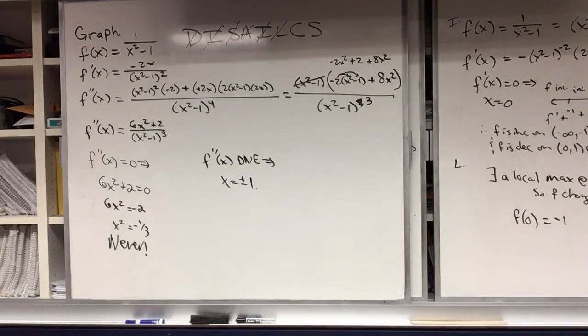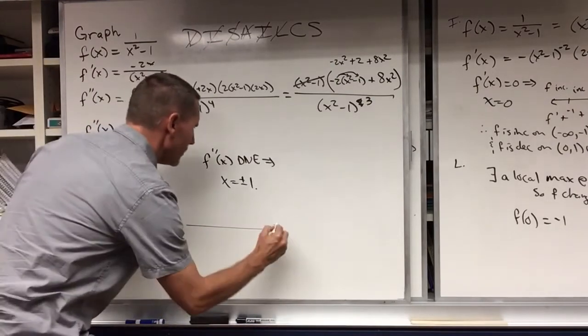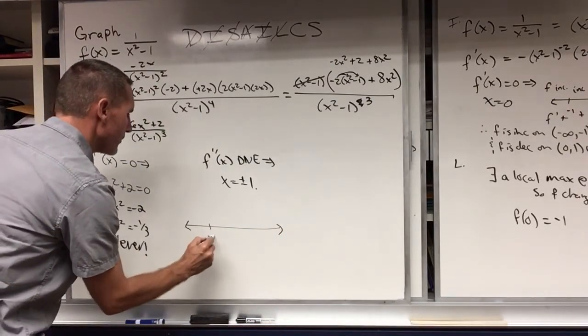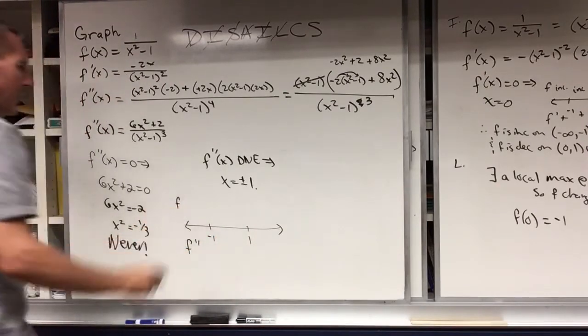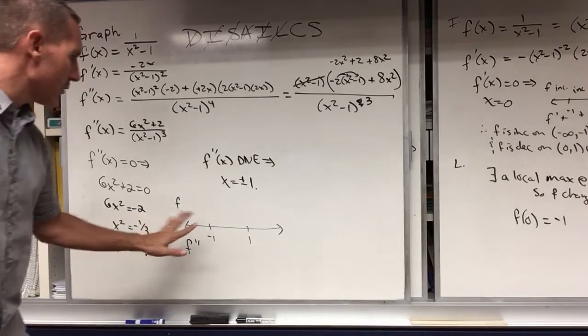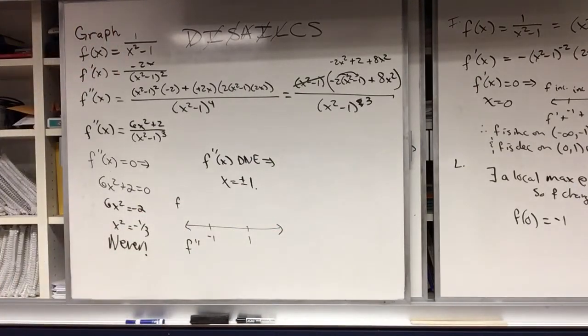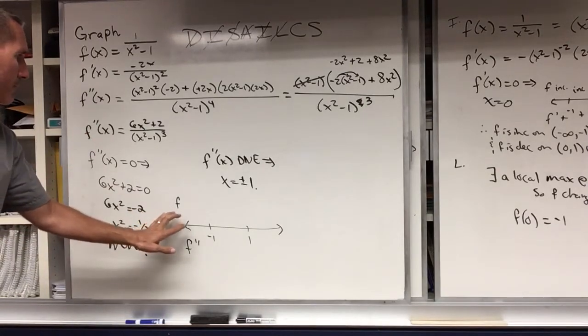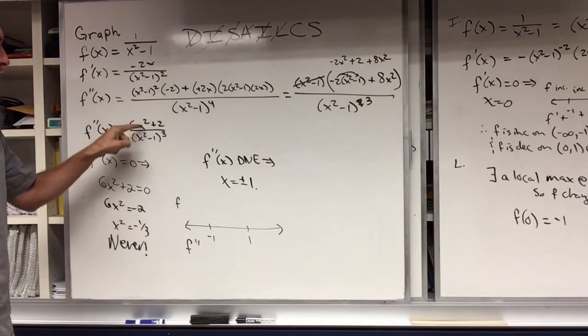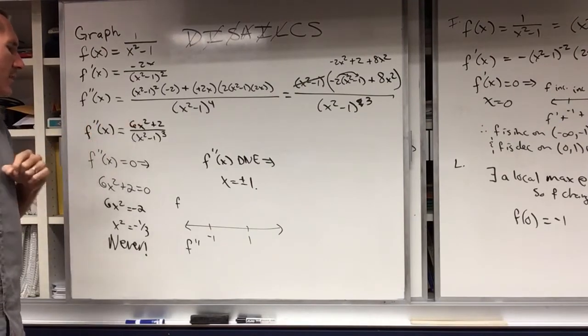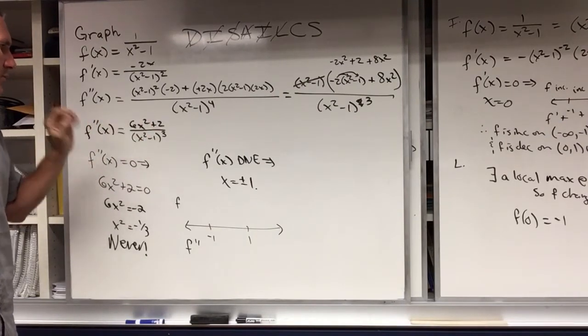Now that I have those values, I'm going to put that on the sign chart and check values on the intervals into the second derivative. So when I plug in something like negative 2 in for the x for the second derivative, do you see that the numerator is always going to be positive here? Because I'm taking something, I'm squaring it, I'm multiplying by 6, that keeps it positive, and I'm adding 2. So the numerator is always positive.